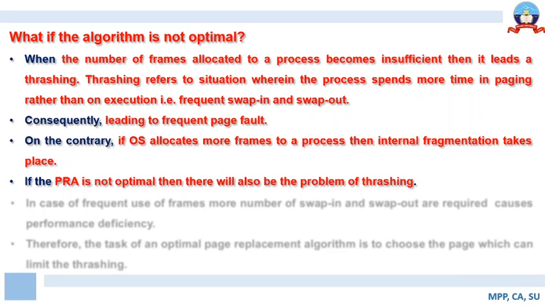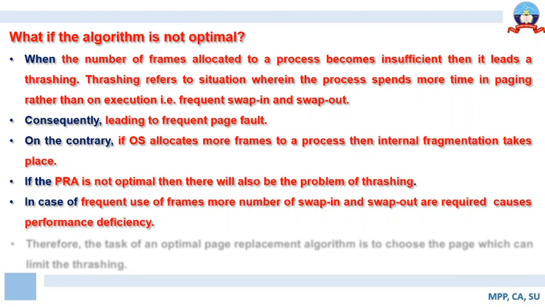Now, if the page replacement algorithm is not optimal, so now we are talking about page replacement, till now we were talking about frame allocation, then there will also be the problem of thrashing, because frequent swapping in and swapping out is required. If more time is invested in swapping rather than on execution, it leads to thrashing. More swap-ins and swap-outs cause performance deficiency.